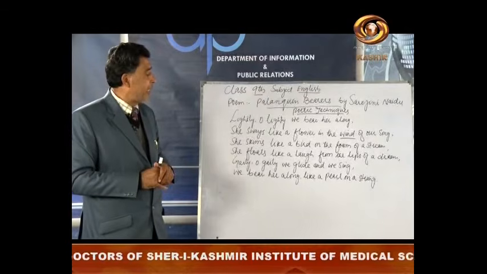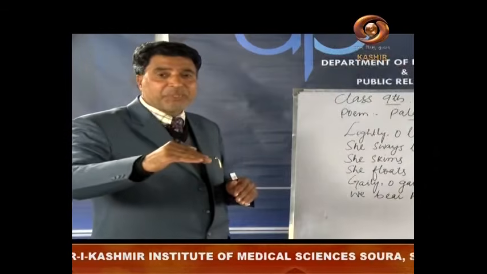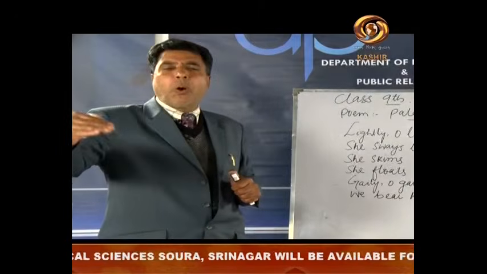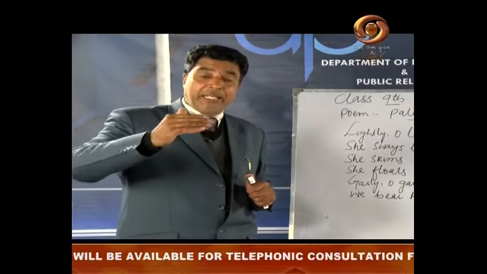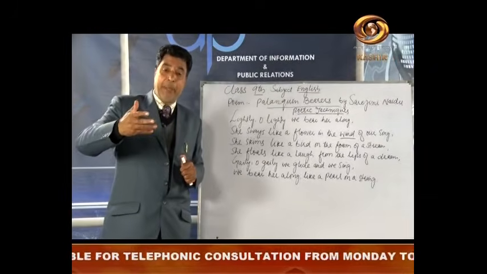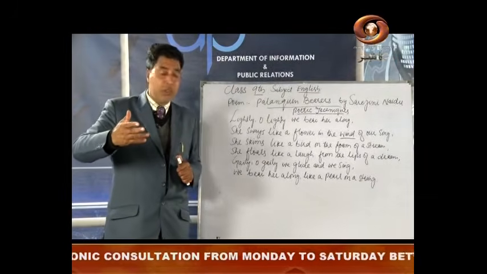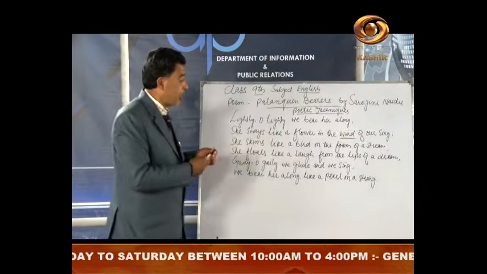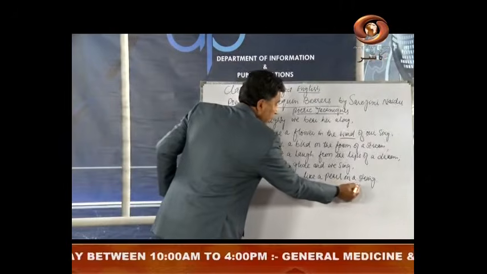Gaily, oh gaily, we glide and we sing. The poet says that we slowly go on by singing some verses. I sang just now, Babul ki duaen. Maybe they might be singing the same song also. And we bear her along like a pearl on a string. See now one more simile here.